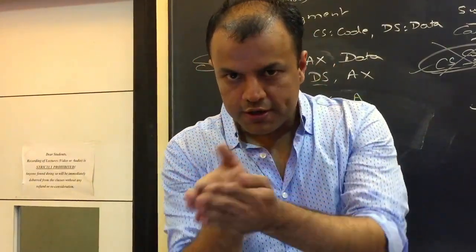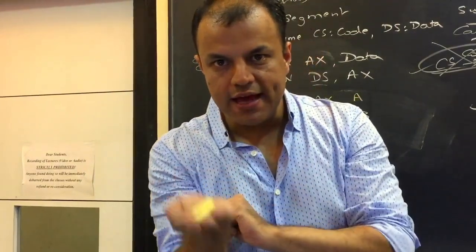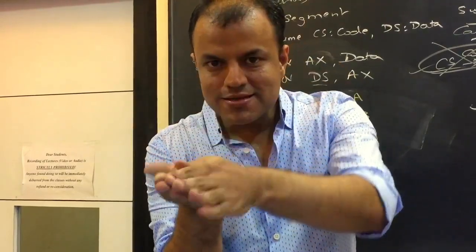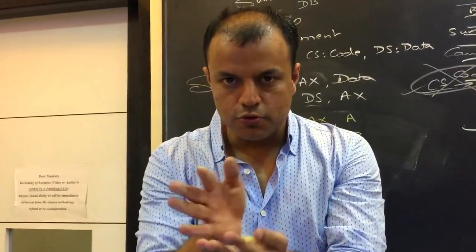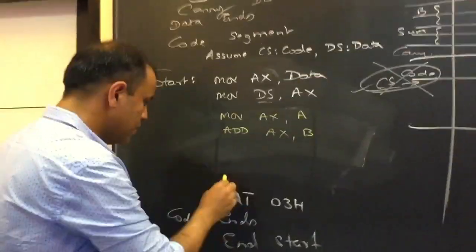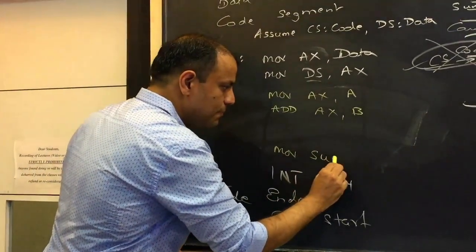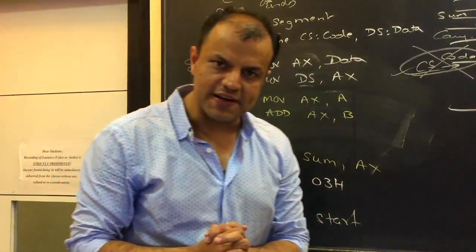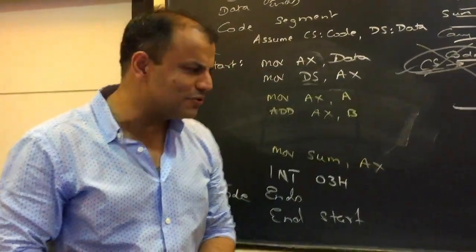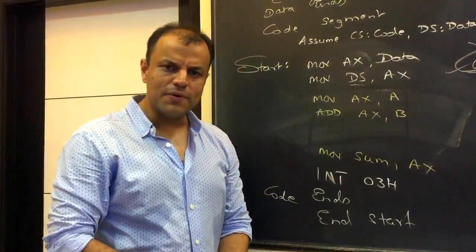We have to store it in sum. AX is the processor's register. Sum is our variable. So we have to transfer it from AX to sum. How do you do it? Move sum comma AX. So there goes your total inside sum. Did you understand it? 90% of the program is over. It's almost done. What is the last part?